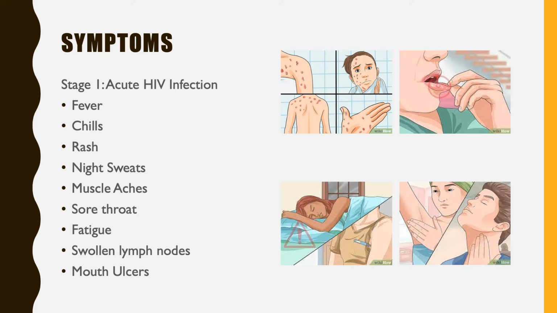Within 2 to 4 weeks after an initial infection, people may begin to experience flu-like symptoms, and they can last anywhere from a few days up to several weeks. The first stage of HIV infection is called acute HIV infection, and this can show symptoms of fever, chills, rash, night sweats, muscle aches, a sore throat, fatigue, swollen lymph nodes, and mouth ulcers.